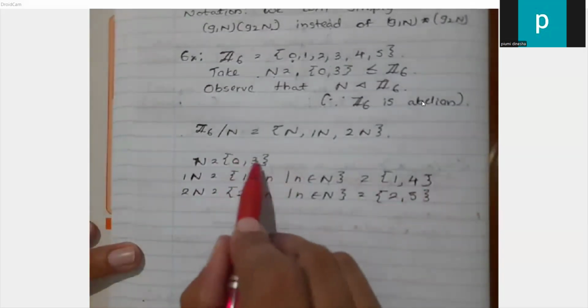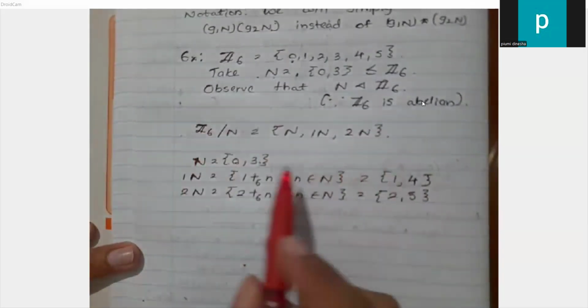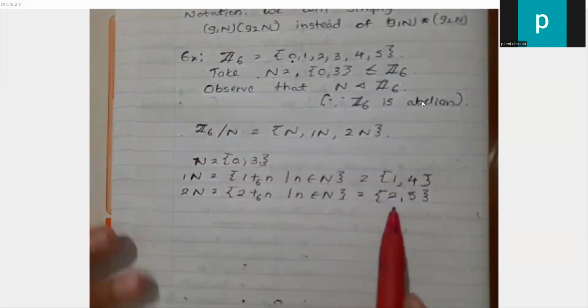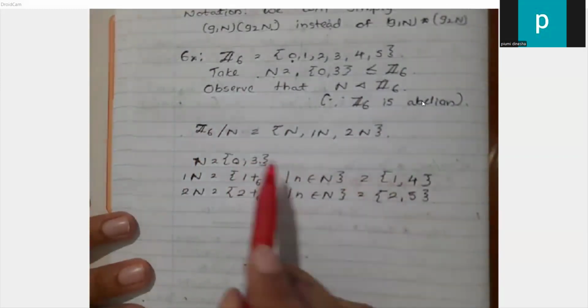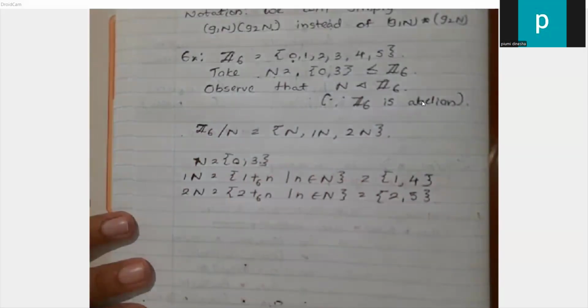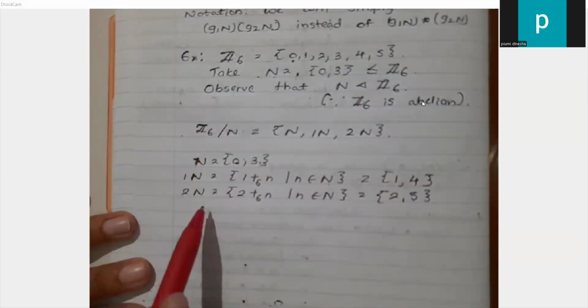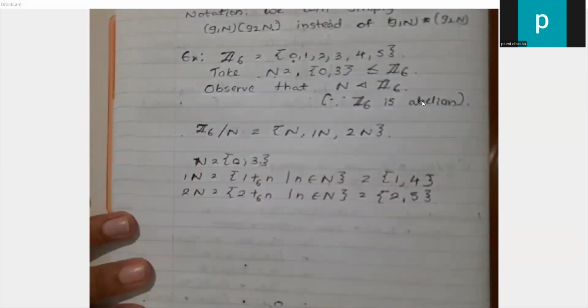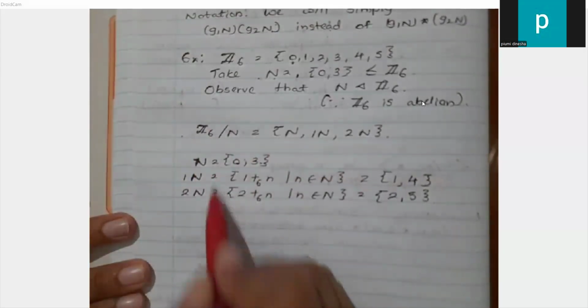As you can see, all elements in Z6 are here. There is no other element that does not appear in any one of these. These three are mutually disjoint and have the same number of elements. These are all the distinct left cosets of N in Z6. So this set contains these elements. Okay, now let's find the multiplication table of the quotient group.